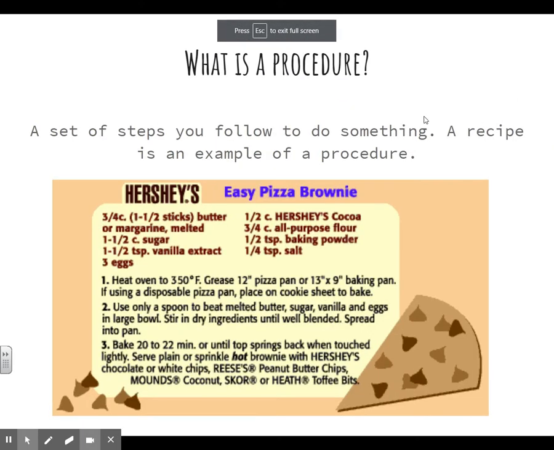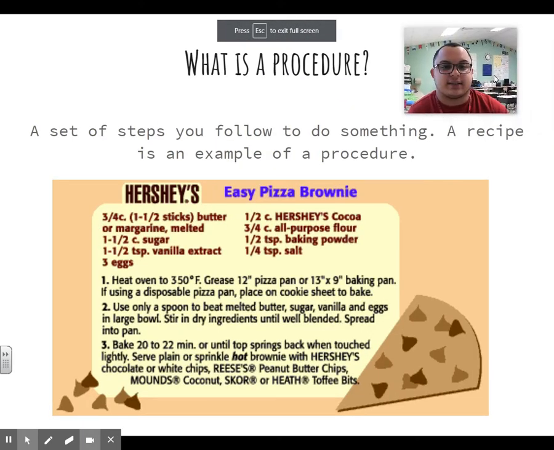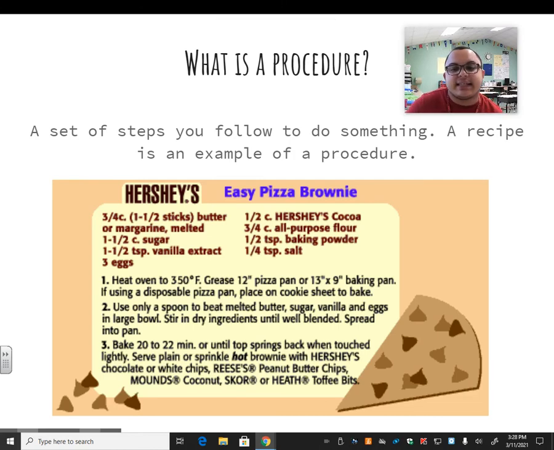So, let's talk about what a procedure is. A procedure is a set of steps you follow to do something. A recipe is an example of a procedure. So here is a recipe for Hershey's Easy Pizza Brownie. It tells you all the things that you have to get, and then it tells you the steps.